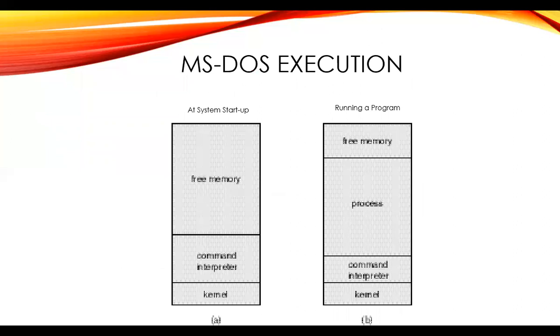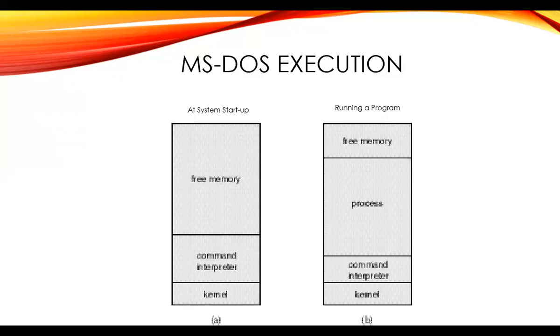There are so many operating systems. The first one is MS-DOS. DOS means Disk Operating System. Here, the system calls can be done as shown. It's a memory location. Here, the kernel is the center core of the operating system, and the command interpreter is used for execution.